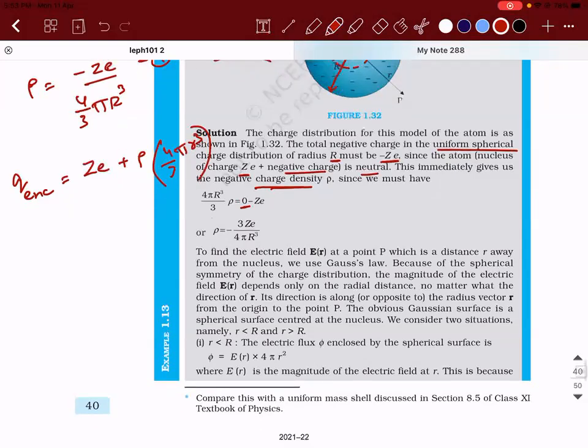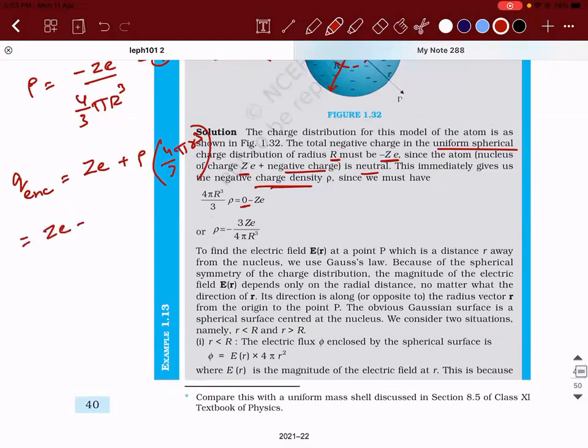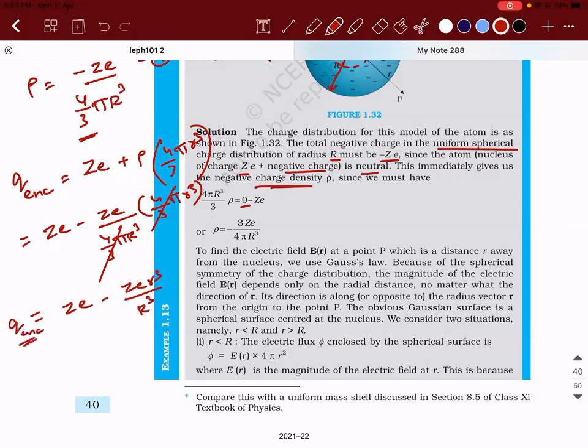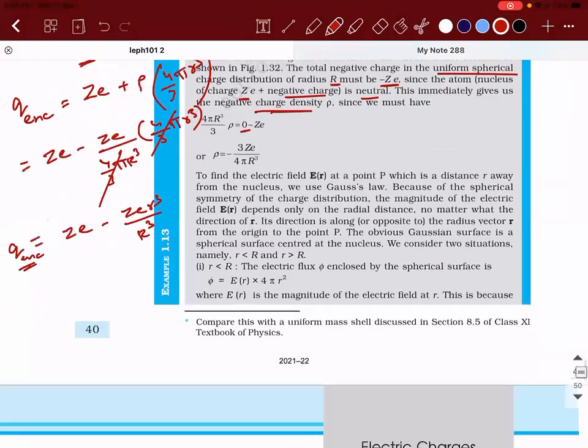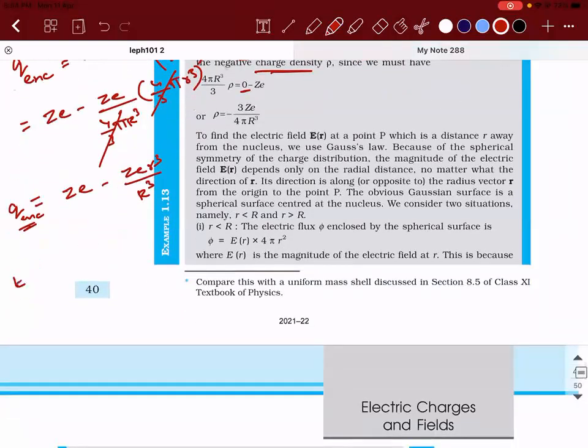But what is the value of rho? This one. Ze divided by 4 by 3 pi capital R cube into 4 by 3 pi small r cube. So 4 by 3 pi, this and this will get cancelled. So you will write Ze minus Ze into r cube divided by capital R cube. So this is Q enclosed. In the previous case, what I did, in the step itself, I took this charge as Q enclosed and did the manipulation. Now I'm doing according to textbook. So when they have taken this as the scenario, I hope you understood all these things.